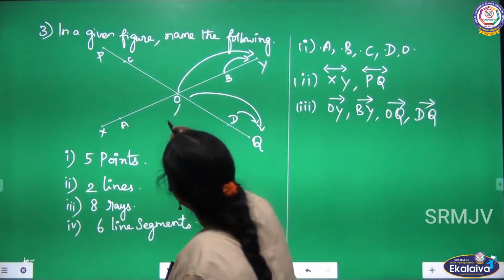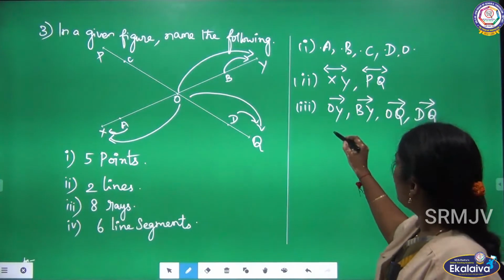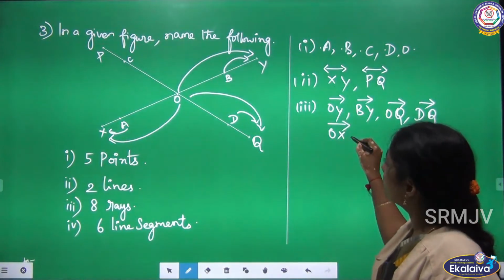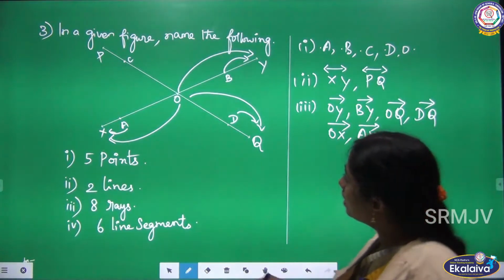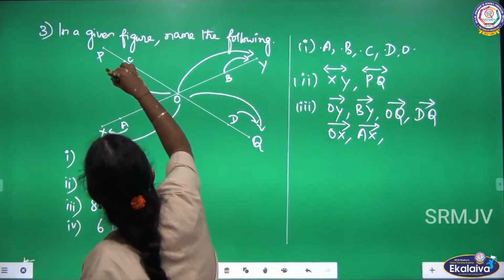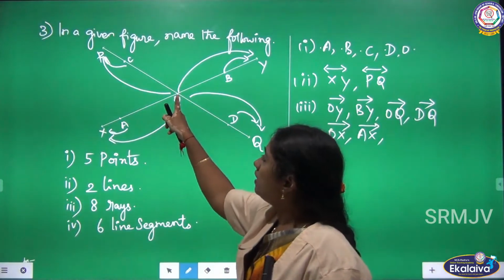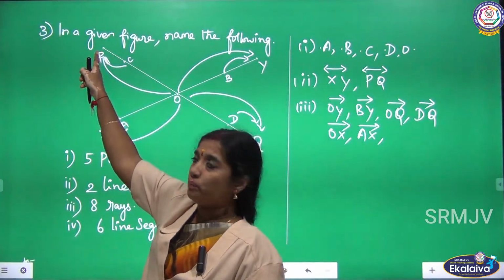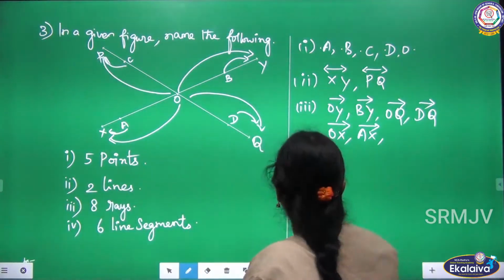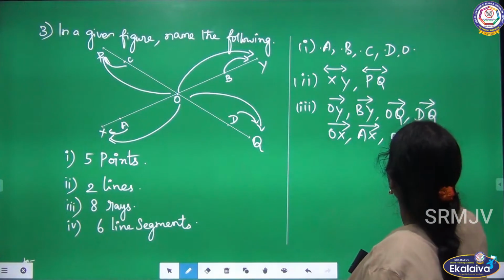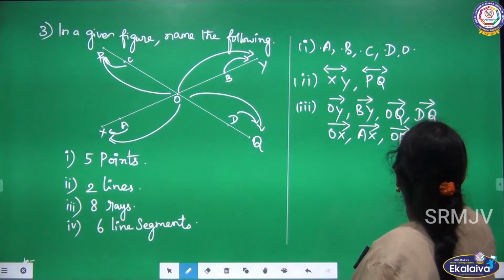Next, OX and then AX. Got it? See, OX, AX. Next, OP, CP, because here C is the starting point and there is no end point in the P. So how can I write this? OP, CP. Okay.